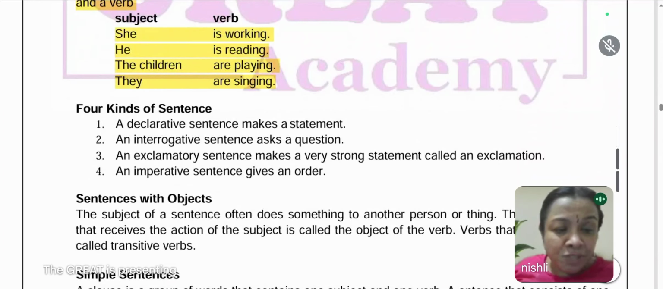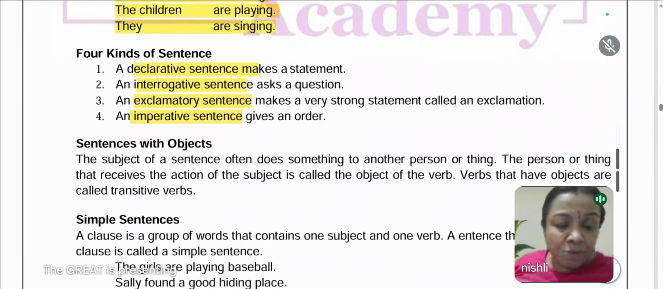There are four kinds of sentence. A declarative sentence makes a statement. An interrogative sentence asks a question. Interrogative always means it asks a question. An exclamatory sentence makes a very strong statement called an exclamation. An imperative sentence gives an order.